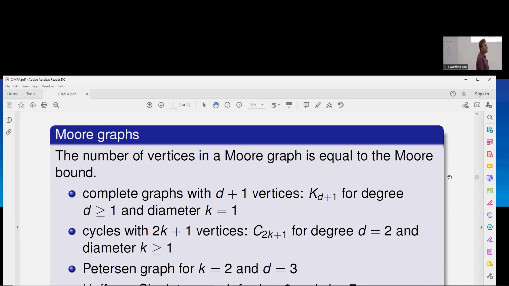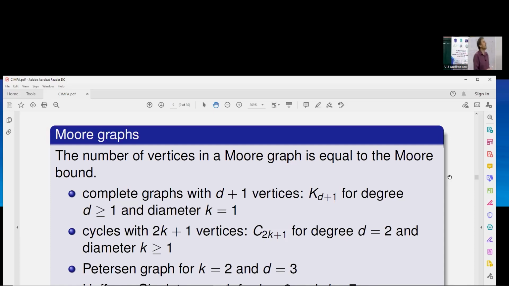Complete graphs. In graph theory, I guess most of you know, a complete graph is a graph where every vertex is connected to every other vertex, right? So for example, if we take the complete graph on 5 vertices, why is it a Moore graph?